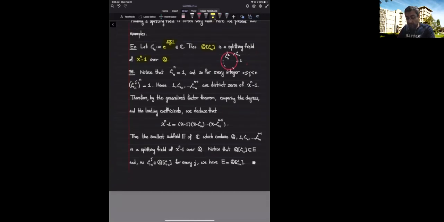Let's try to understand what's going on. In order to understand the splitting field of a binomial, we need to split it completely over a larger field. Here we are going to make use of complex numbers, and I'm going to factor x to the n minus 1 into linear factors, but over the complex numbers. In order to make it a bit more systematic, we start with zeta sub n. We observe that zeta sub n to the power n is 1. That's in fact how we define zeta sub n.